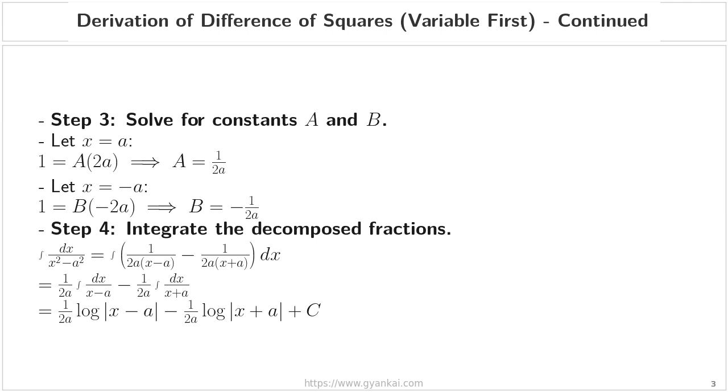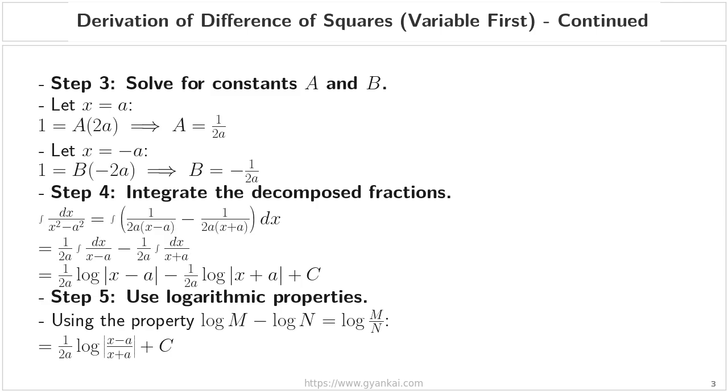Notice that 1 over 2 is a constant, so we can pull it out of both integrals. The integral of 1 over x minus a dx is the natural logarithm of the absolute value of x minus a. Similarly, the integral of 1 over x plus a dx is the natural logarithm of the absolute value of x plus a. Don't forget to include the constant of integration, c, at the end. So, we have 1 over 2a times the natural logarithm of the absolute value of x minus a, minus 1 over 2a times the natural logarithm of the absolute value of x plus a, plus c.